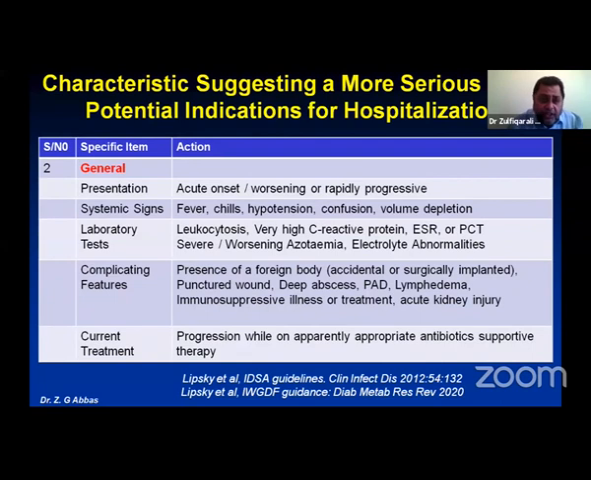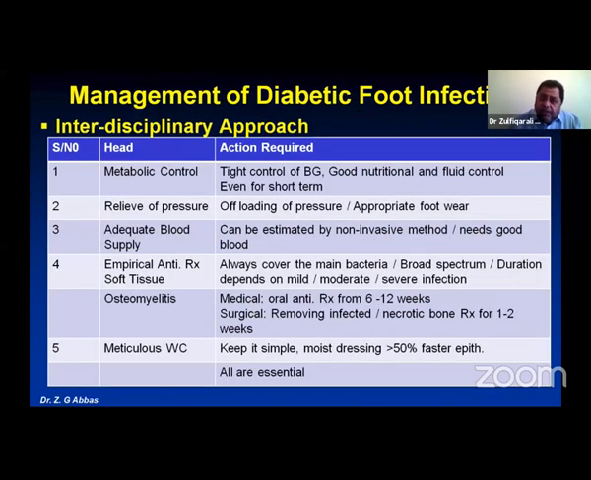General indications are acute presentation, systemic signs like fever and chills, laboratory tests which I've already mentioned, high leukocytes and C-reactive protein, or complicated features if associated. If the patient is on treatment but not progressing properly, then they need to be admitted. Management of diabetic foot infection is an interdisciplinary approach, and metabolic control is very important.